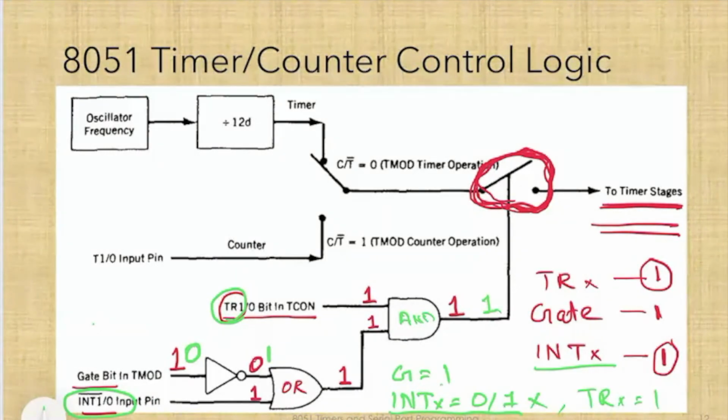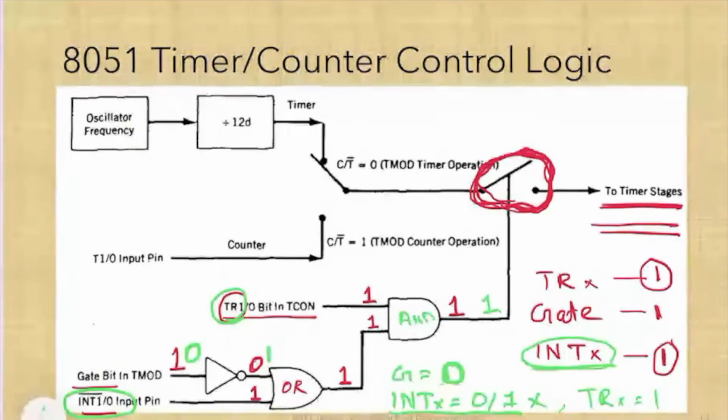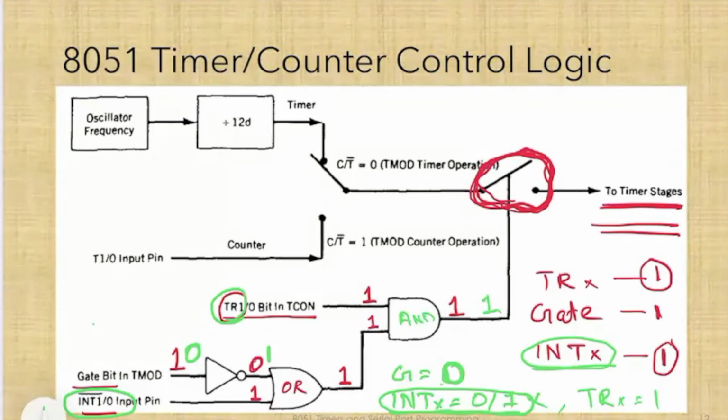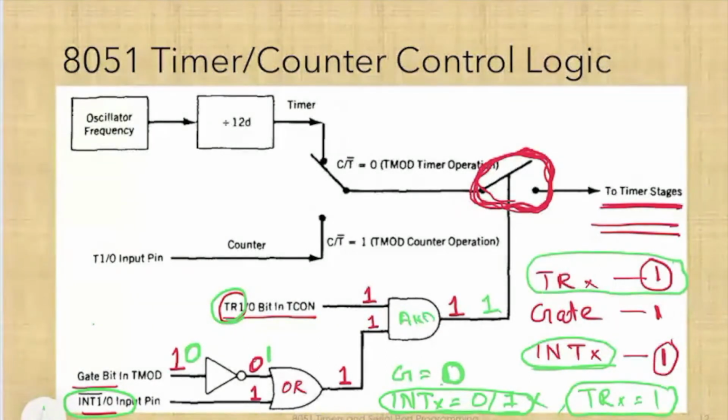So if gate is enabled, then INTX is required to be 1. If gate is disabled, or if the gate is 0, sorry, then the INTX is to be discarded. So there is no priority or there is no value for this INTX content. But in both the cases you look, the timer run bit, TR is called timer run. In both the cases, timer run bit has to be 1. So this is the functionality of the gate.